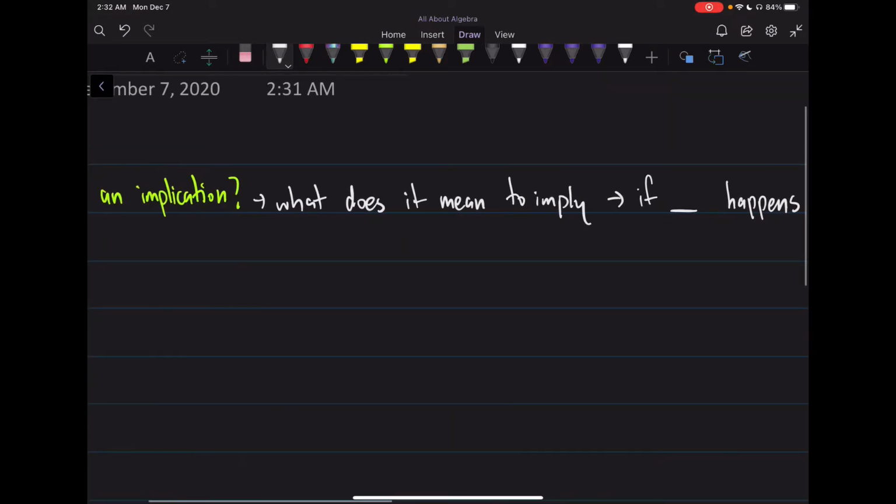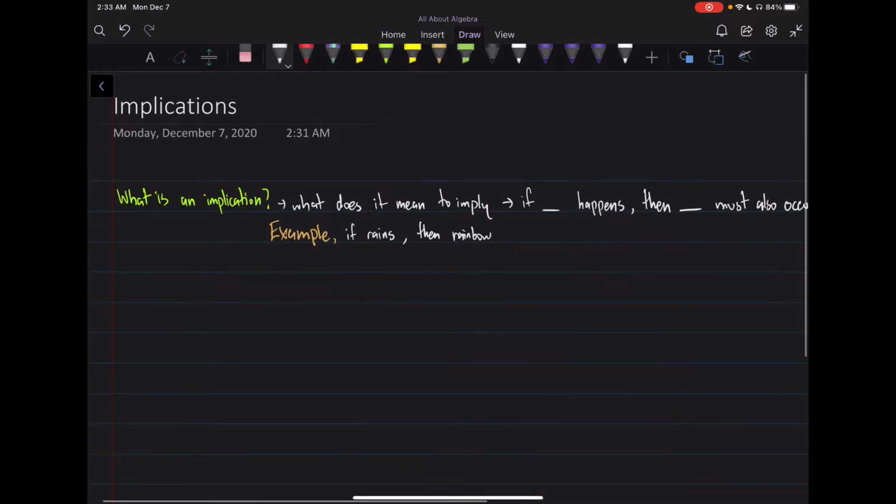So an example in modern English would be: if it rains, then rainbow, right? So if we know that it rains, then we must conclude that a rainbow must appear, right? This is just a simple implication, right?